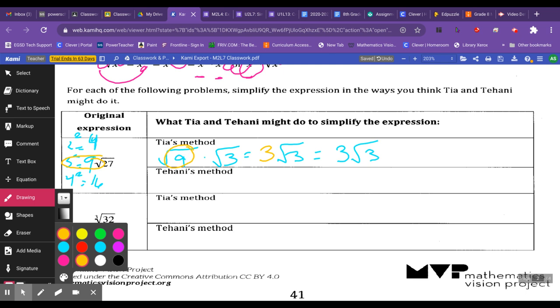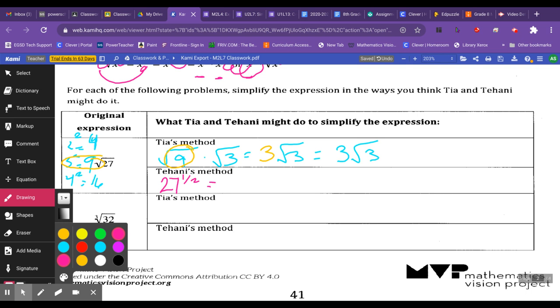Okay. So Tahani says, let's put it into a fraction. So this one, I used pink. So 27 to the 1/2 power, because I have 1 as my exponent. There's only one 27, and it's a square root, so that's a half. Well, I need to split 27 into its prime factorization.